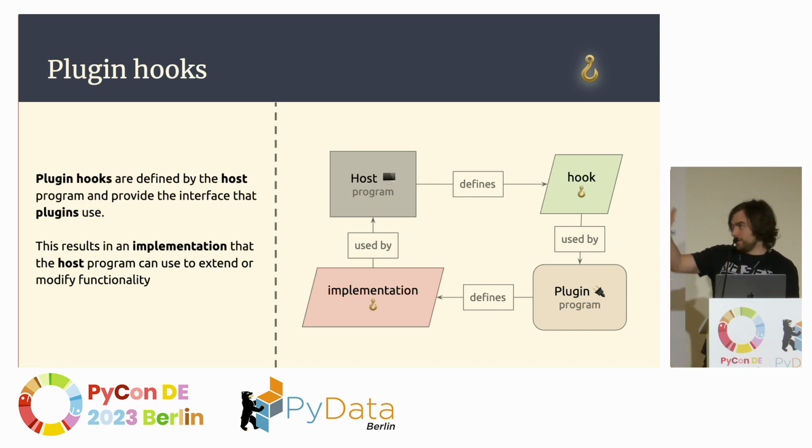On the right-hand side, we have a diagram that I've written, and it basically just shows the relationships between the host program creating a hook saying, hey, plugin, this is what you need to provide me. And then the plugin takes that hook and says, great, I'm going to put my implementation inside of it. And then the host program uses this implementation.